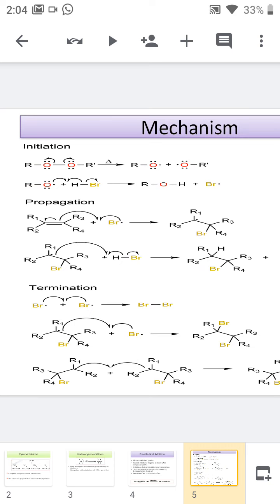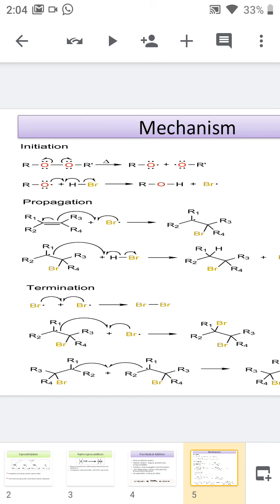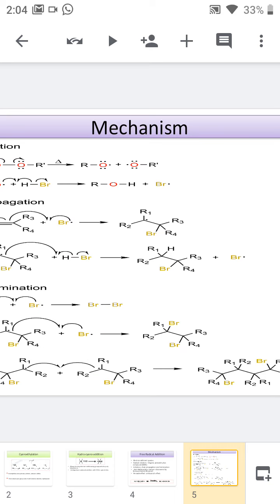This Br radical is transferred to the propagation step, and this Br radical reacts with the starting material alkene to form another radical, and this radical again reacts with HBr, and the bromine radical is regenerated here. This is the propagation step. And finally, this reaction is carried on.